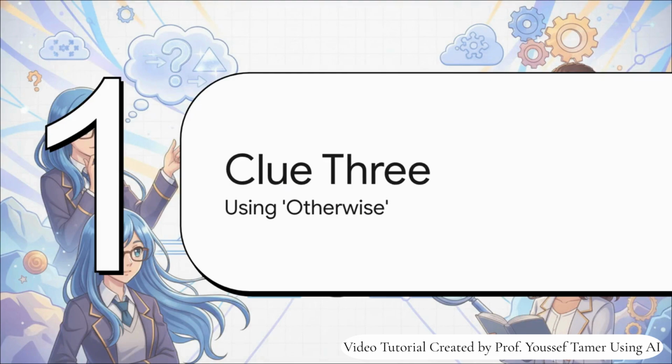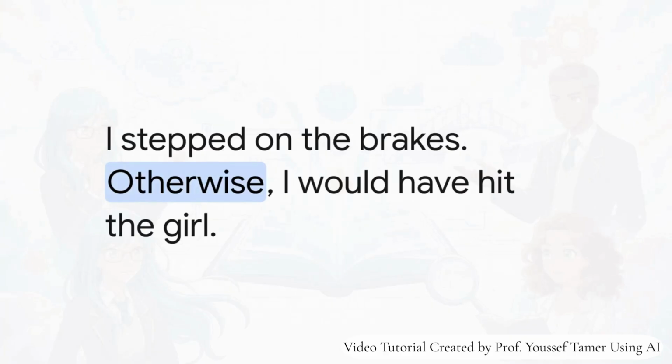And finally, clue 3, using otherwise. Whenever you hear the word otherwise, I can almost guarantee a conditional verb is trailing right behind it. Check out this intense example from our source material. I stepped on the brakes, otherwise I would have hit the little girl on the bike.